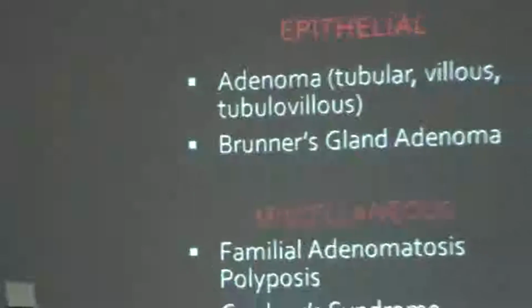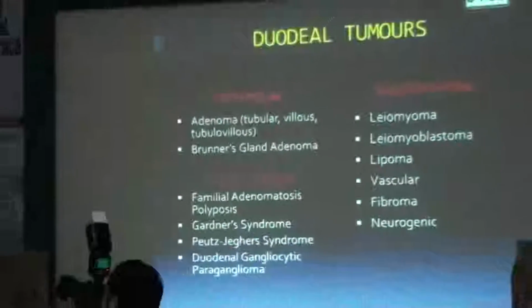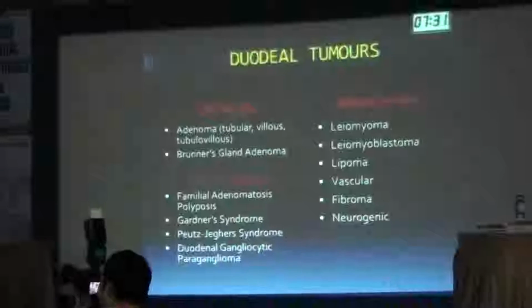Now, as all of you know, duodenal tumor is of three types: epithelial, mesenchymal, and miscellaneous. Under miscellaneous, there is familial adenomatous polyposis, Gardner syndrome, Peutz-Jeghers syndrome, and duodenal gangliocytic paraganglioma. And under epithelial, there is adenoma and Brunner's gland adenoma.